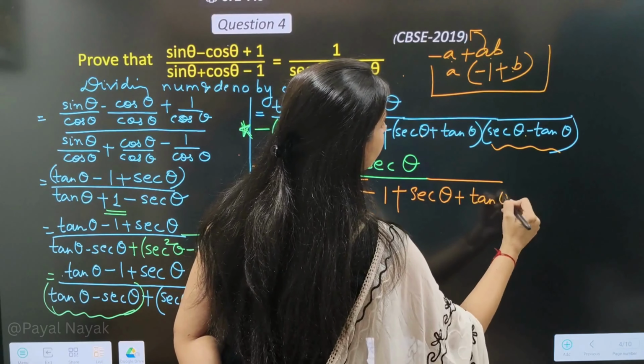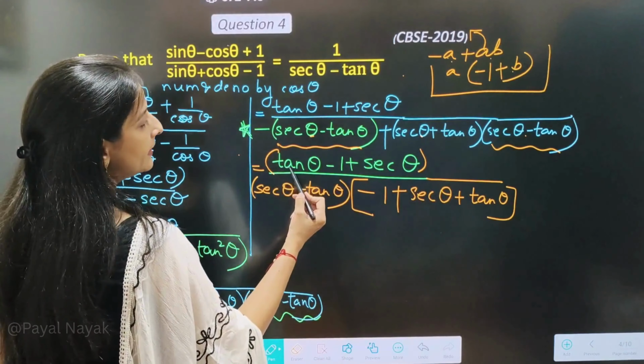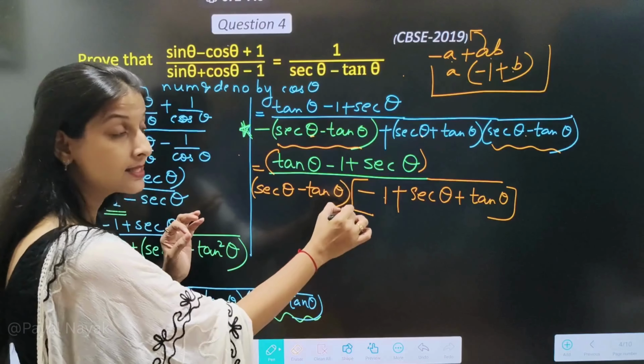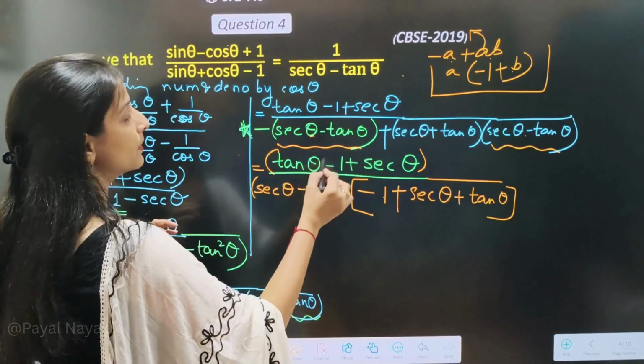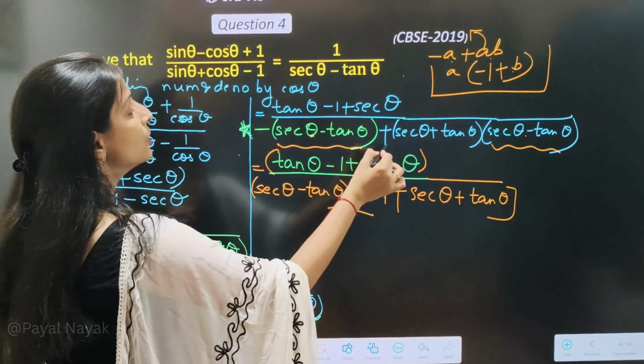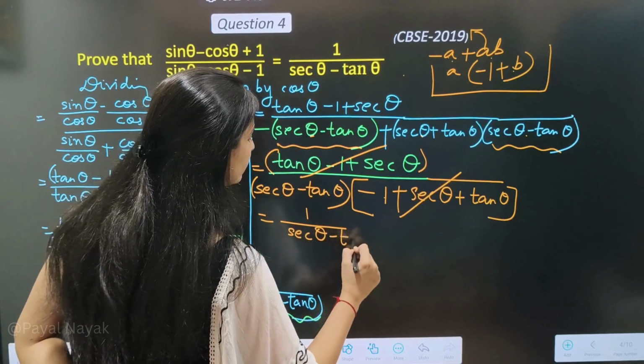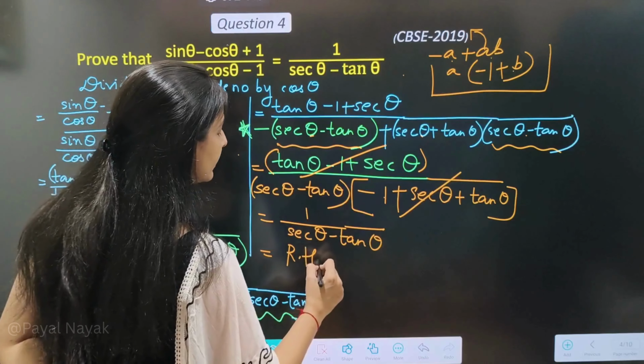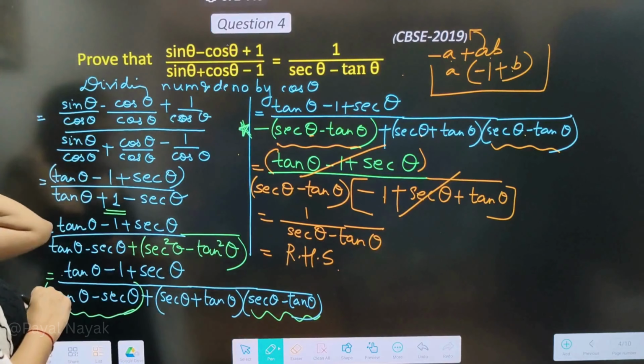Okay, so here you have to be a bit careful. Now observe this bracket, tan theta minus 1 plus sec theta, tan theta minus 1 plus sec theta. You have to see whether the signs are the same or not. Tan theta has plus sign, plus sign. 1 has minus sign, minus sign. And sec has plus, sec has plus. So this entire bracket will get cancelled. So finally, what are you left with? 1 upon sec theta minus tan theta. And this is how you get your RHS.